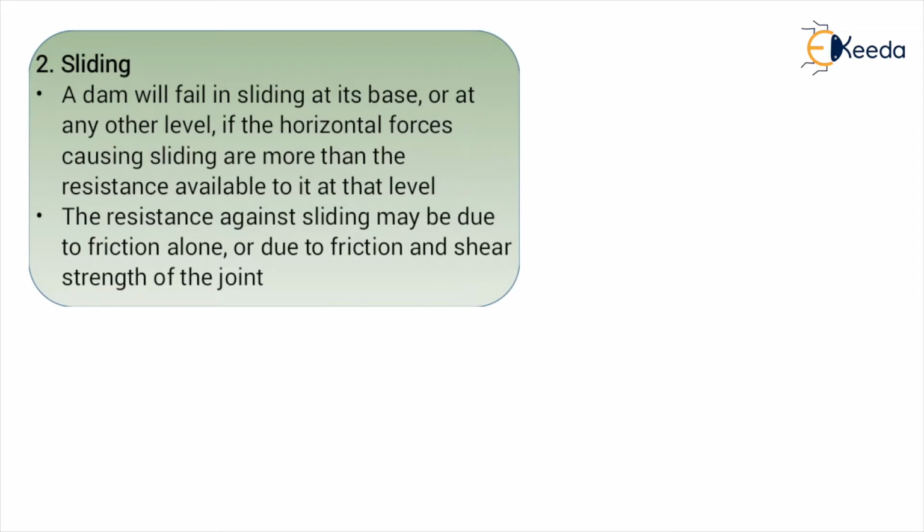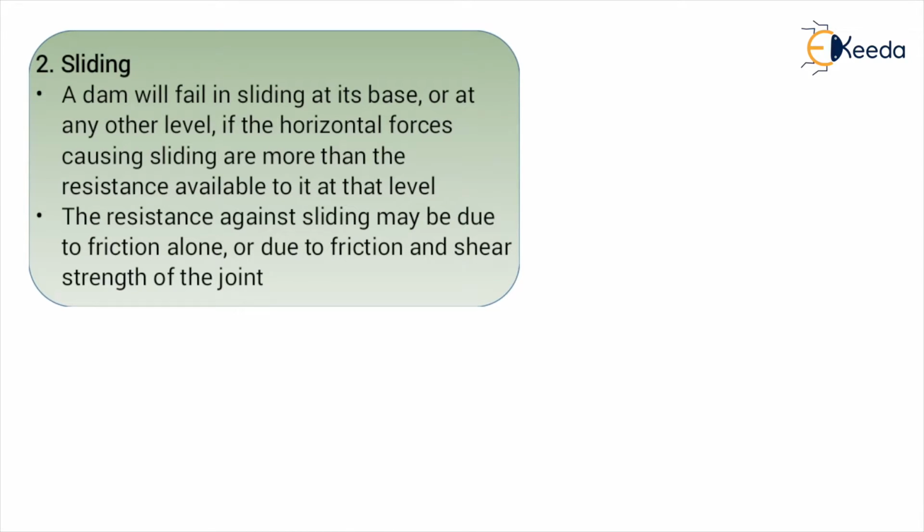So next is sliding. Now we saw one example of how overturning will be avoided. Now, sliding means what? A dam will fail in sliding at its base or at any other level if the horizontal forces causing sliding are more than the resistance available at that level. If the horizontal pressure, meaning the water pressure, is greater than the resisting weight, then at any level this dam will fail in a sliding manner.